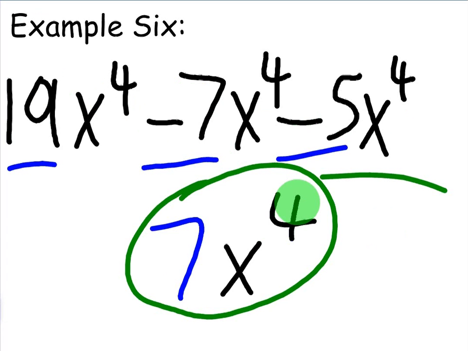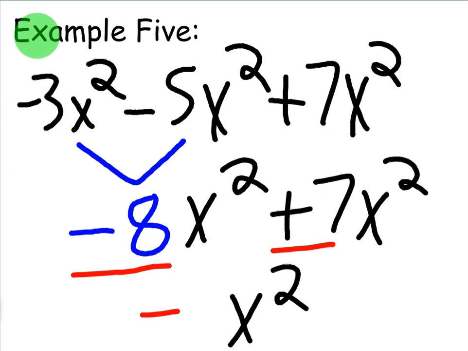I actually jumped an example. We'll go back and do that one. We have negative 3x squared minus 5x squared plus 7x squared. So again, the variables and exponents are the same. In this particular example, you actually have a subtraction problem combined with an addition, and it works just the same. You just want to follow the order of operations, going from left to right when you're dealing with adding and subtracting. Whenever you work it out, that's your answer.